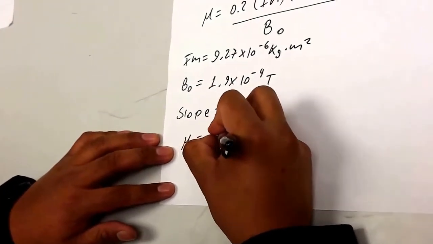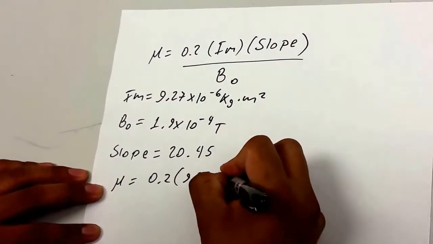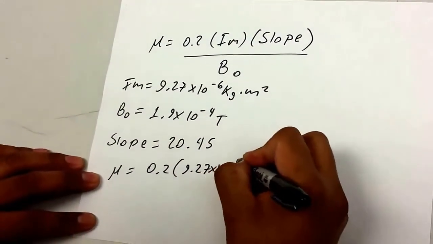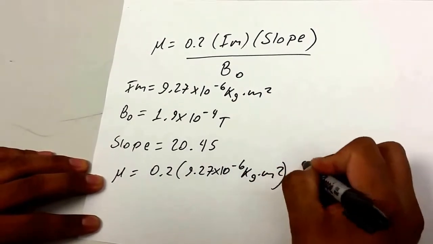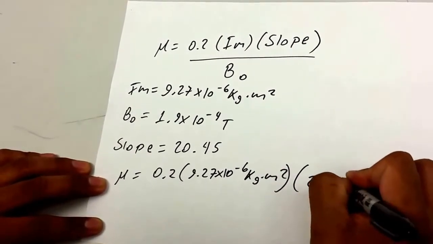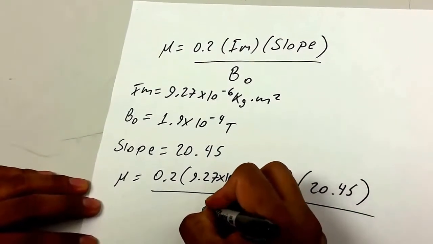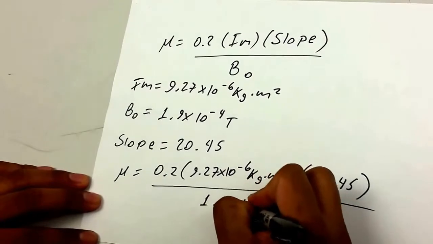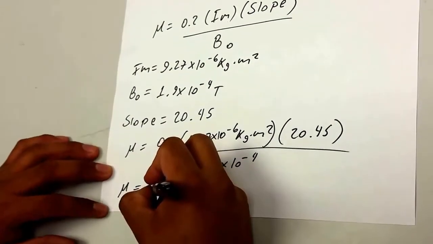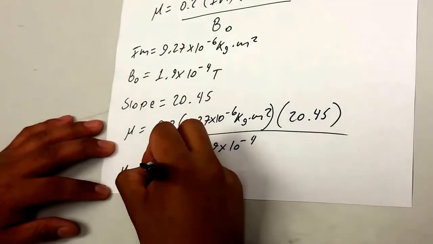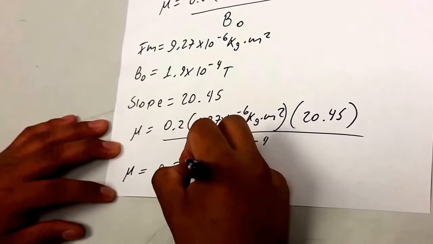So 0.2 times 9.27 times 10 to the negative 6 kilograms times meter squared times 20.45, divided by 1.9 times 10 to the negative 4. Our final value for mu is equal to 0.2 newton-meters per Tesla.